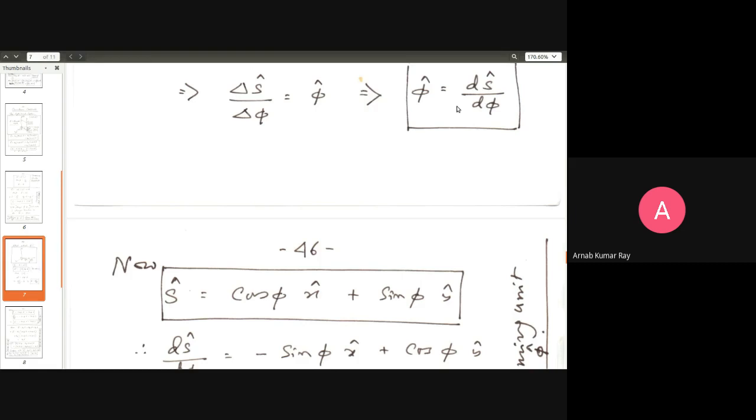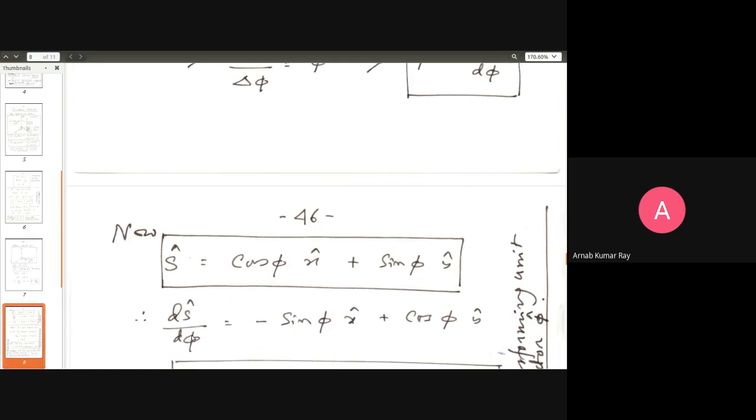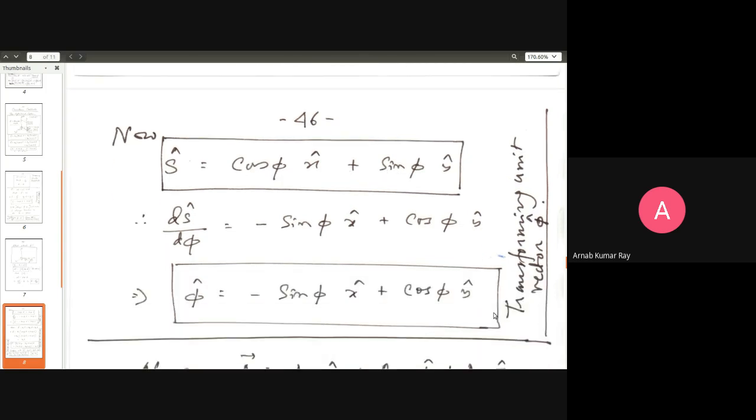So you just take the derivative of S cap with respect to phi, and you'll have dS cap/d phi is equal to minus sin phi. Derivative of cos is minus sin, and here you will have plus cos phi. So there you have the transformation of the unit vector phi cap. Phi cap is equal to minus sin phi x cap plus cos phi y cap. So these are the two unit vectors.